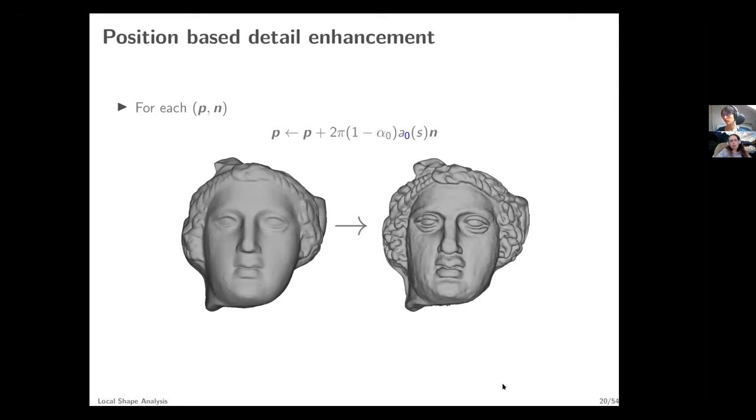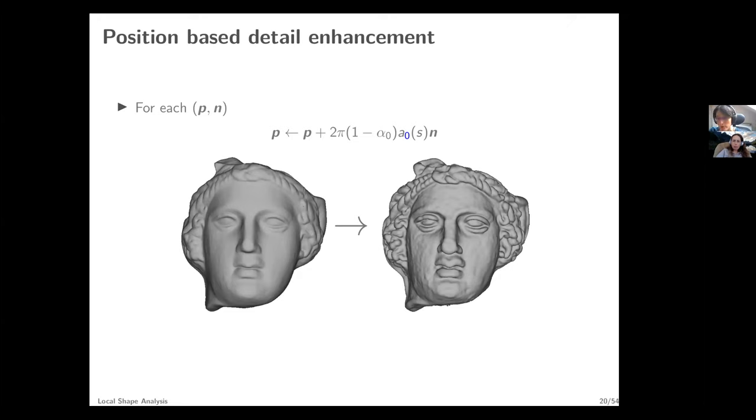So the first position-based detail enhancement is quite easy. You take a point P and you amplify it by adding some quantity along the normal, and the quantity is linearly dependent on A0, so it's an integral invariant. And then you get this kind of result. So you see that the details are enhanced.